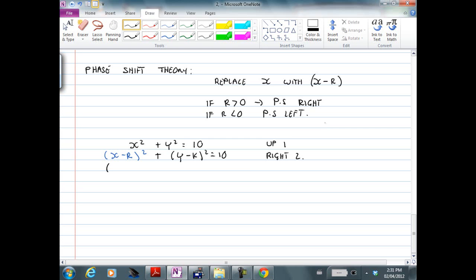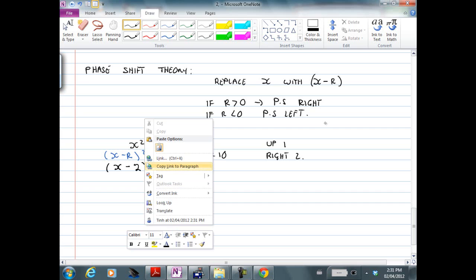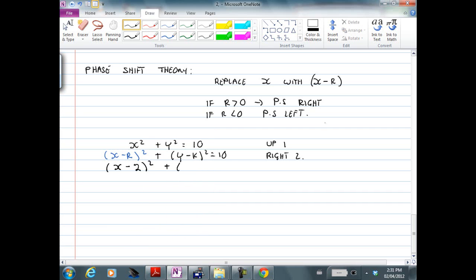Take a look at the first one. What do you think goes here? X. No. Whoa, whoa. Negative something. It's not negative 1. 2. Oh, yeah. Because it says right 2. Squared. Plus y. Minus. Good. Minus 1. A lot of people say it's plus 1.